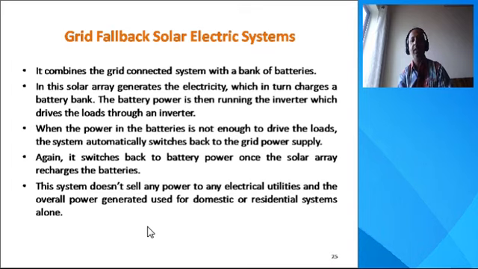This system doesn't sell any power to any electric utility, and the overall power generated is used for domestic or residential purposes.